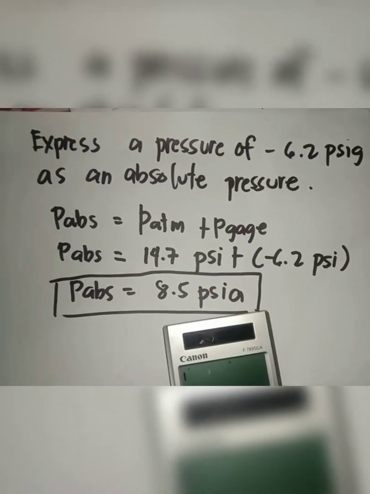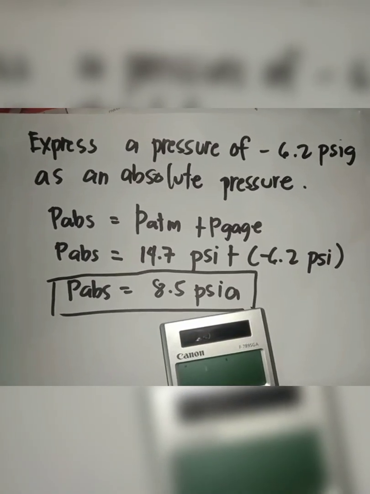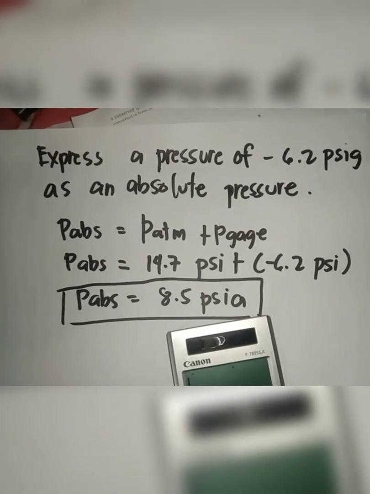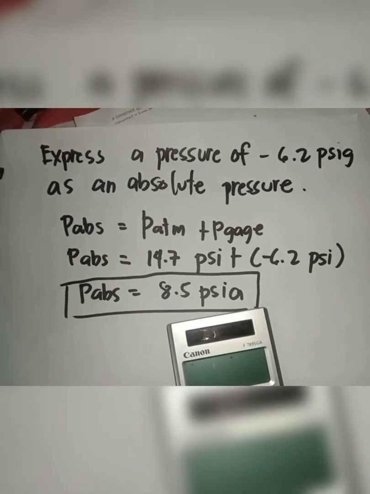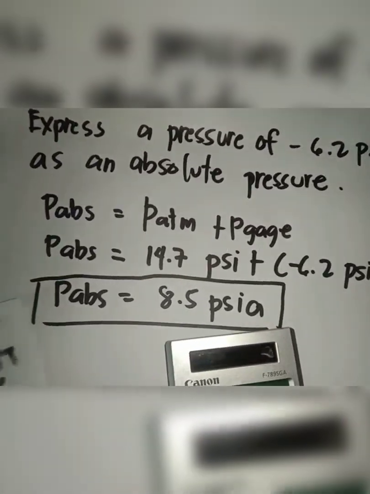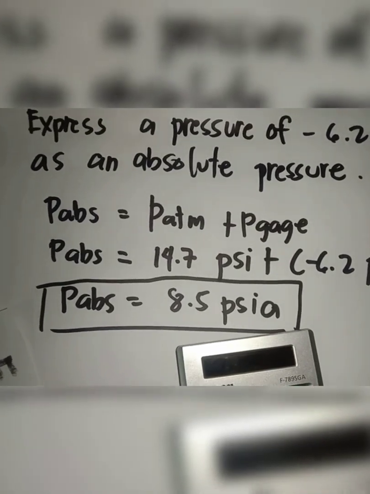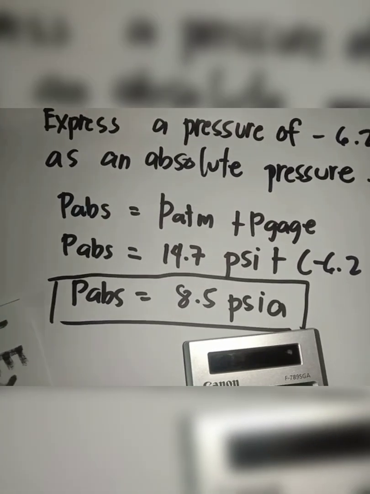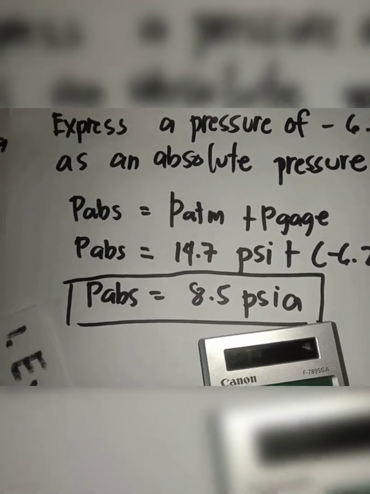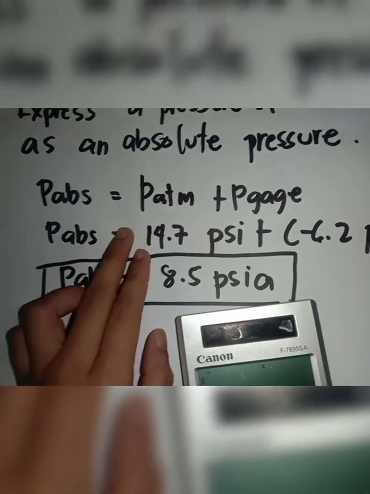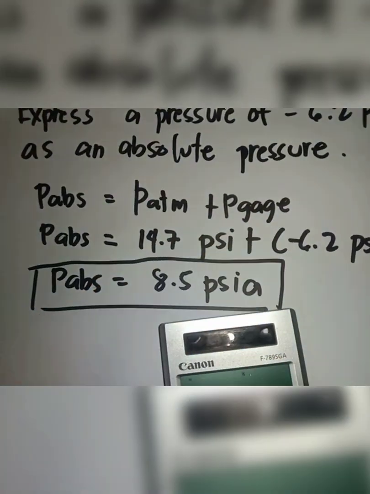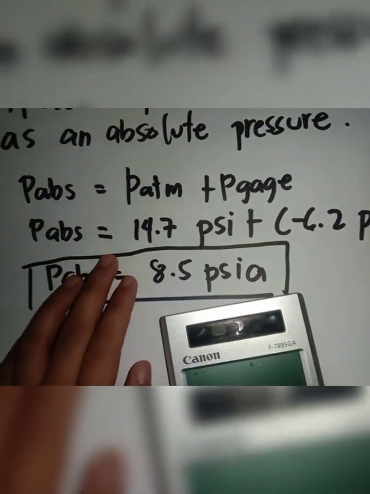So in the fourth problem: express a pressure of negative 6.2 psi as an absolute pressure. In this problem, there is no given value of atmospheric pressure, so we will assume a standard atmospheric pressure. So absolute pressure is equal to atmospheric pressure plus gauge pressure.